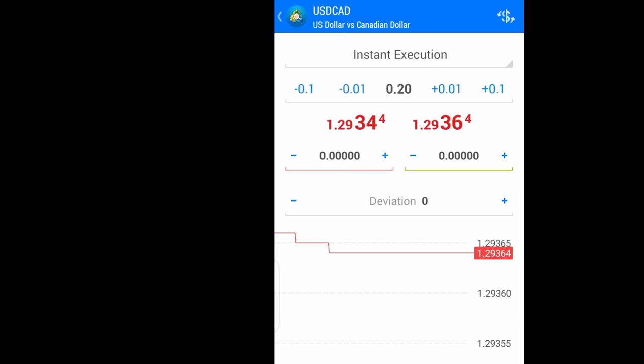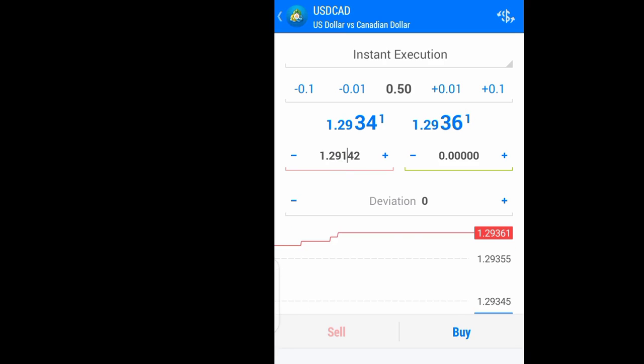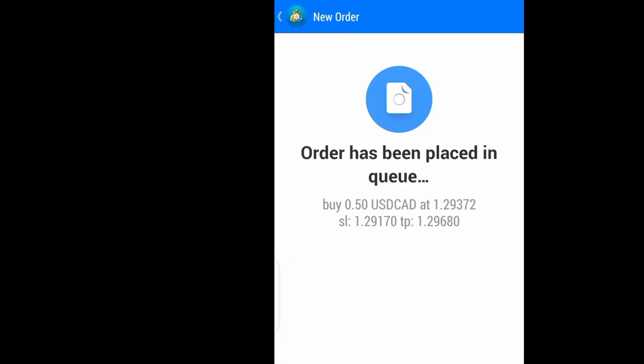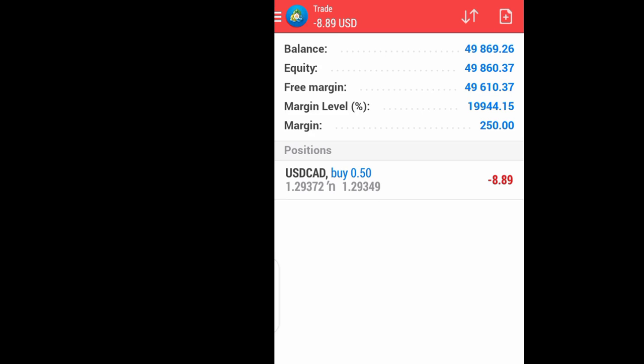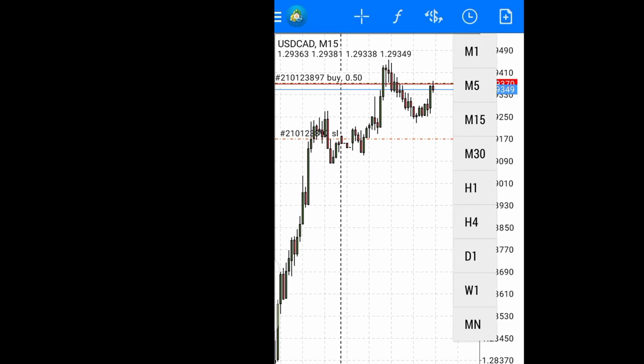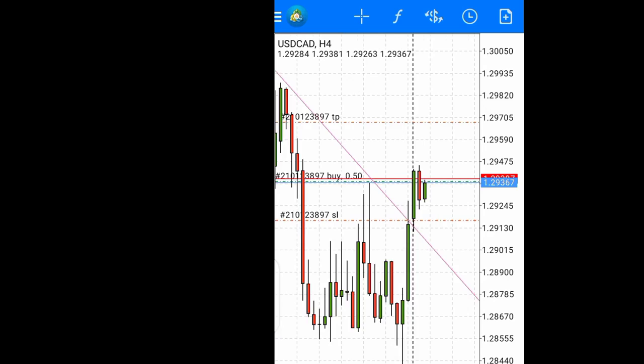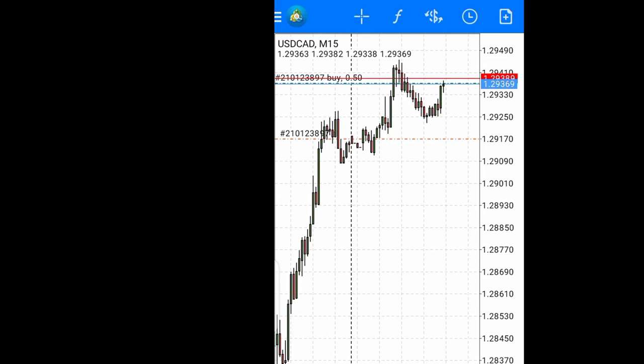So here is my position. My stop loss is 1.2917. My take profit is 1.2968. My buy button is highlighted so I can place the order. So here is the order. Here is my stop loss. So my stop loss is below and my take profit is above. So that is how you place your stop loss and take profit in a buy position.